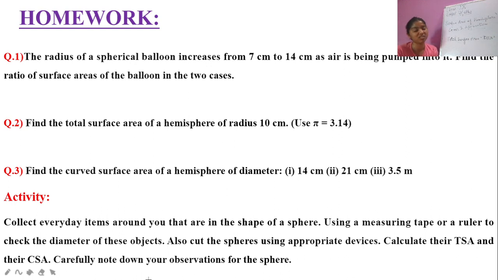Now students, these are the few questions you have to do. First question, you have to read it properly. Second, you have to calculate the total surface area, and the third is the curved surface area of a hemisphere. Use the formula, then you will easily be able to find the solutions. Okay. At last, we have an activity. You have to collect some substances which are made up of spheres, and you have to cut them down.